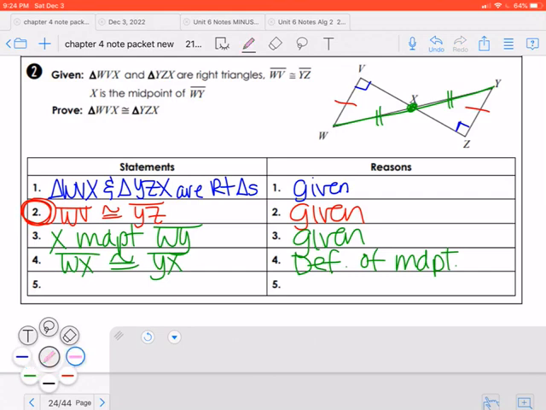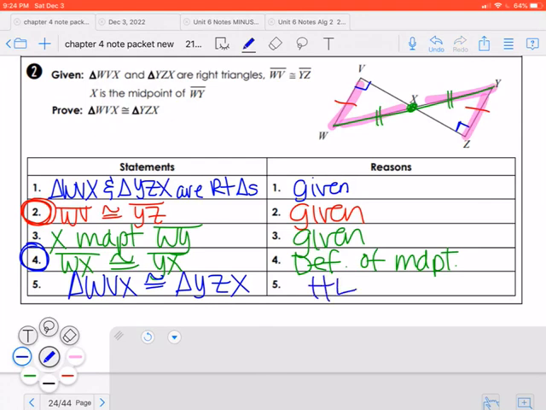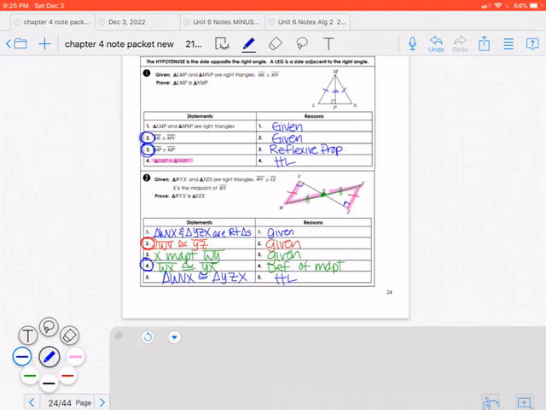All right, we've got it, you guys. We have hypotenuse and we have leg. So now we can say the triangles are congruent by hypotenuse leg. To do the circling, triangle WVX is congruent to triangle YZX by HL, hypotenuse leg.